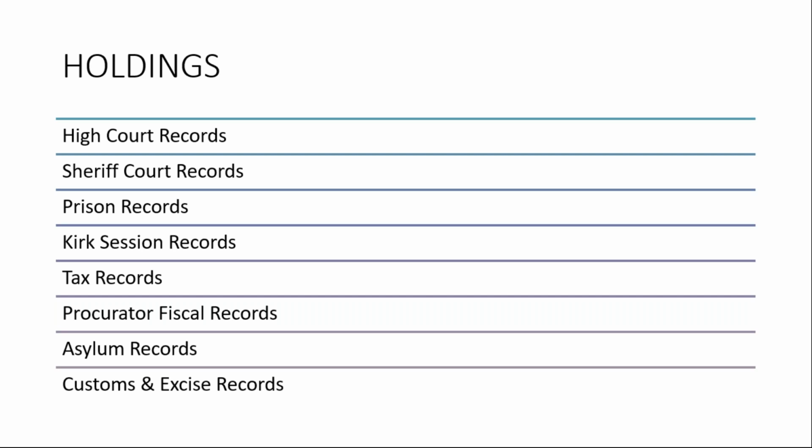We'll be looking at tax records. The National Records of Scotland is where you'll find the Procurator Fiscal records. That's the coroner, and also the coroner's jury records are in there. They have the asylum records, and that being, of course, the General Register of Lunatics. Customs and excise records, which would be important if your ancestor was a merchant.